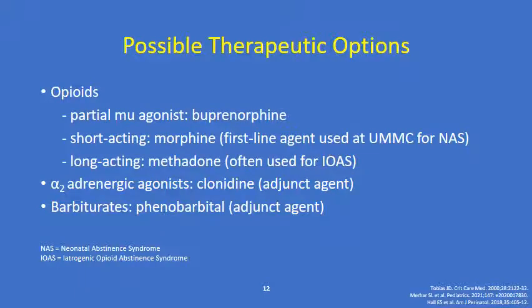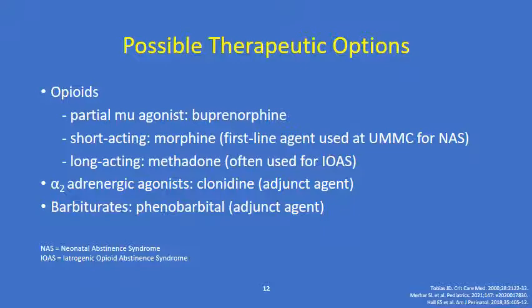So how do we treat it? So if you think about it, if our patient is withdrawing from an opioid, it makes sense to add on an opioid. So thinking back to how they work, it's important to think of if they are mu agonists, if they're partial or full agonists, but then also, are they short acting or are they longer acting? So I'll say most commonly the opioids that we will use for drug withdrawal are morphine and methadone.